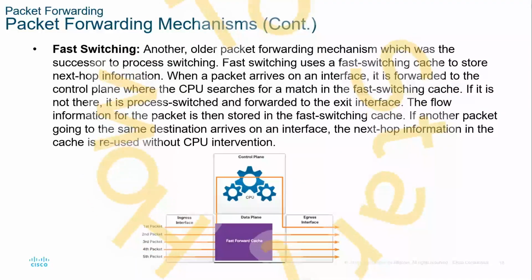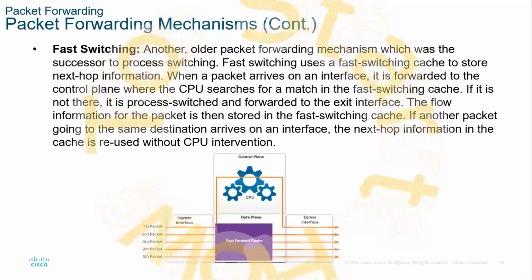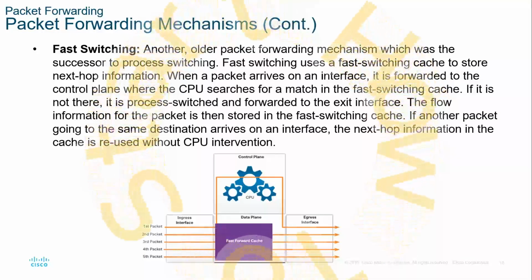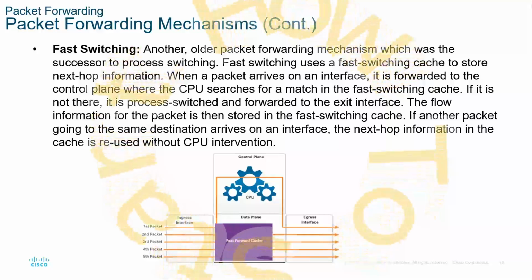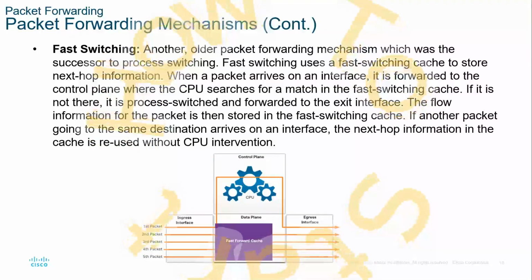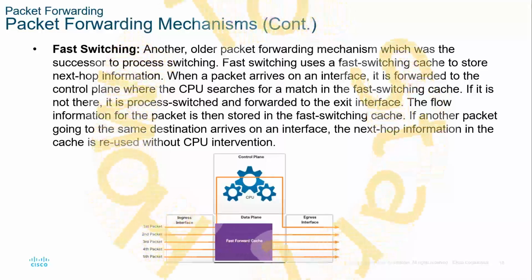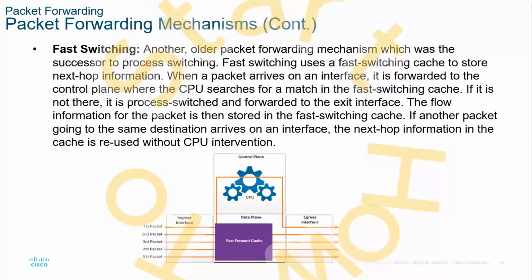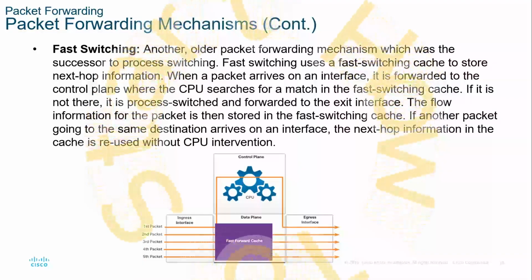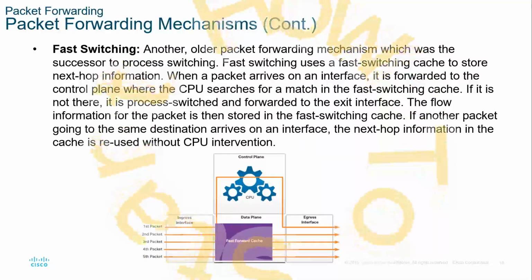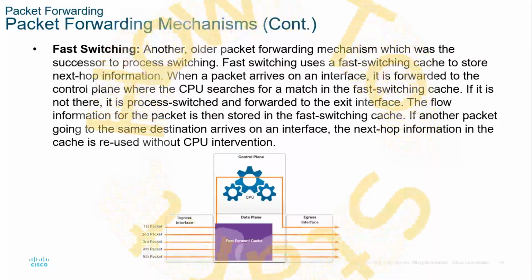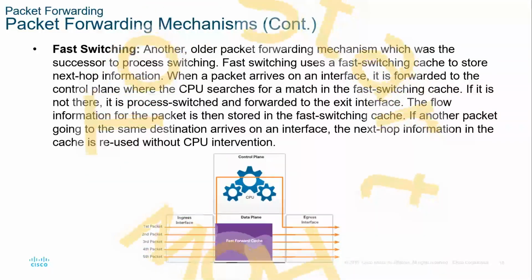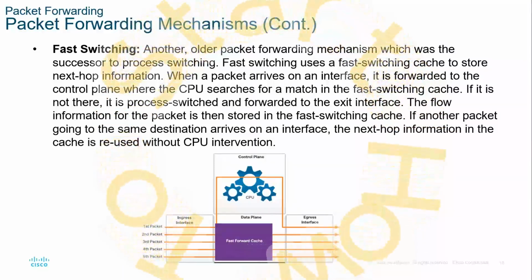So fast switching is also an older forwarding mechanism, which was a successor to process switching. Fast switching will use a fast switch cache to store next hop information, so it doesn't always have to go to the control plane and the processor. So if the packet is known and in the fast forward cache, it doesn't have to go to the control plane or processor. If it's not in the cache, then the packet would have to be sent to the control plane, processed. Information would then be stored in the cache, and then it would go out the appropriate egress interface port.